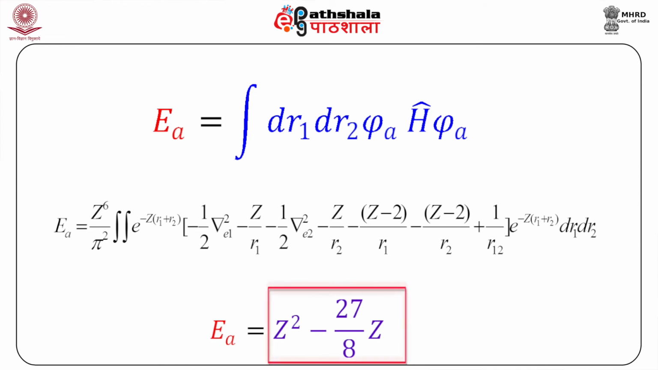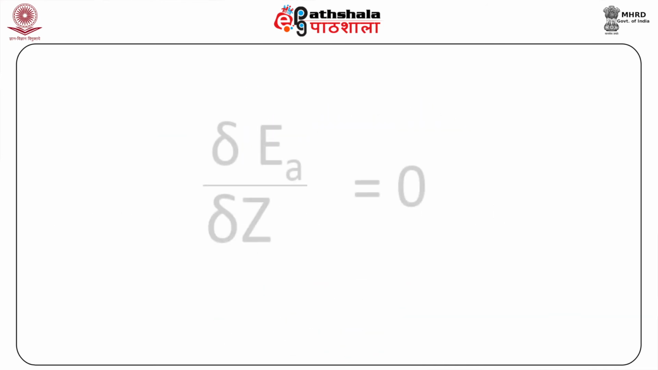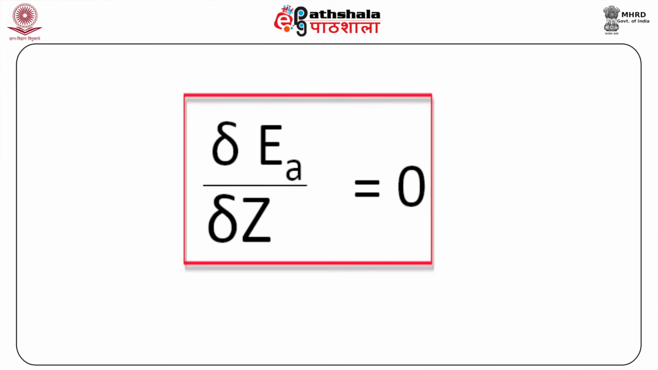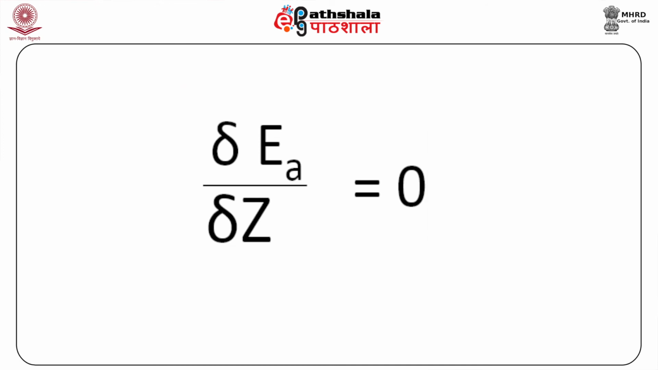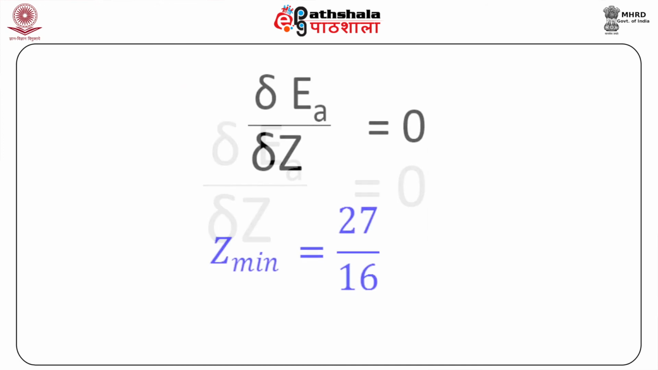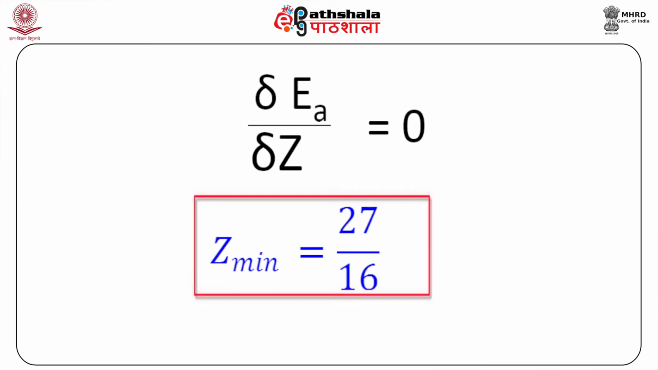As it is already known that z is an adjustable variation parameter, now in order to minimize the approximate energy, equation 17 is differentiated with respect to z and equated to 0. That is, we differentiate EA with respect to Z and equate this to 0. Del EA by del Z is equal to 0, which gives equation 18. Z minimum equal to 27 by 16.